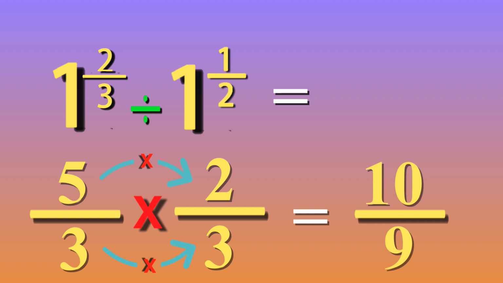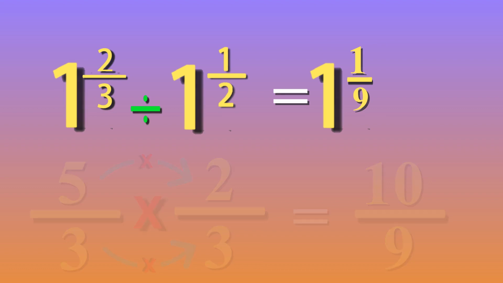Since this is improper, we can go to step 3 and convert it to a mixed number using division. 9 goes into 10 once, leaving 1 as a remainder. Therefore, 10/9 is the same as 1 and 1/9. And that's our answer completed. So 1 and 2/3 divided by 1 1/2 equals 1 and 1/9.